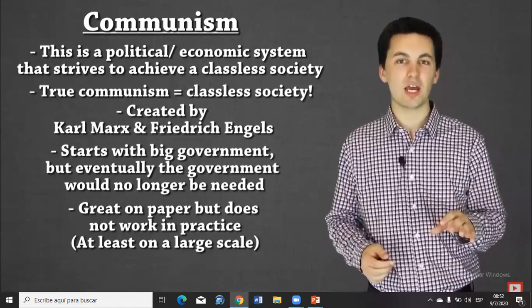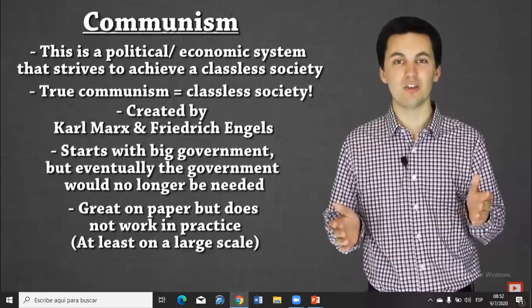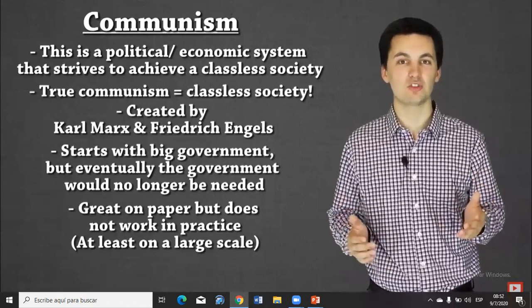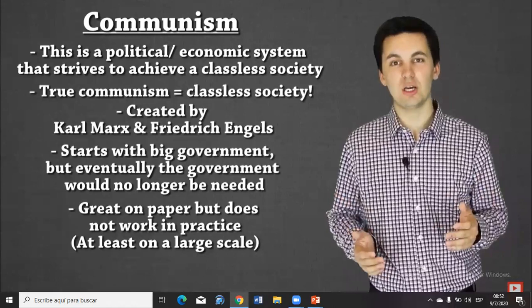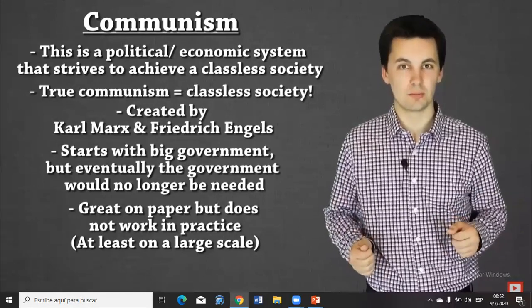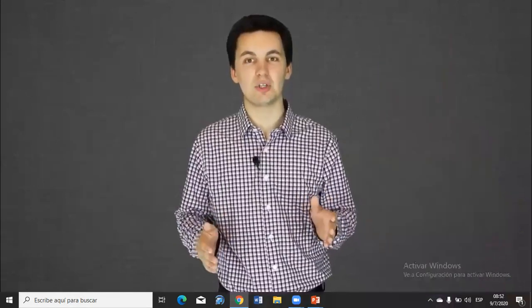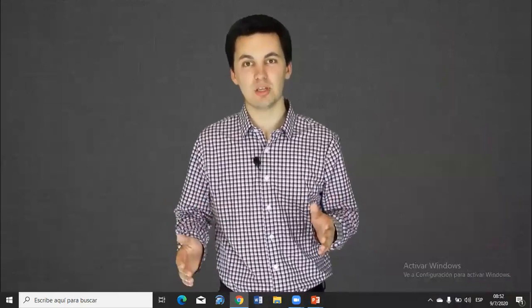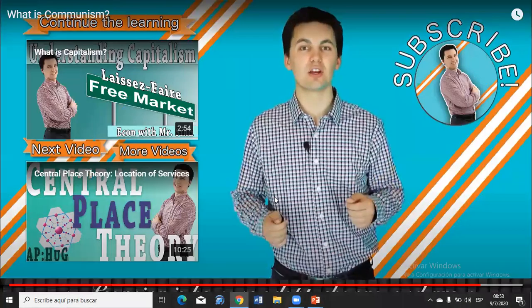Now, in smaller societies, we've seen communism work. Just again, though, on the large scale, it doesn't work that much. People give up too many individual freedoms, and corruption normally comes in. Hopefully you can understand exactly what communism is, how it's supposed to happen, and why it just doesn't necessarily work.